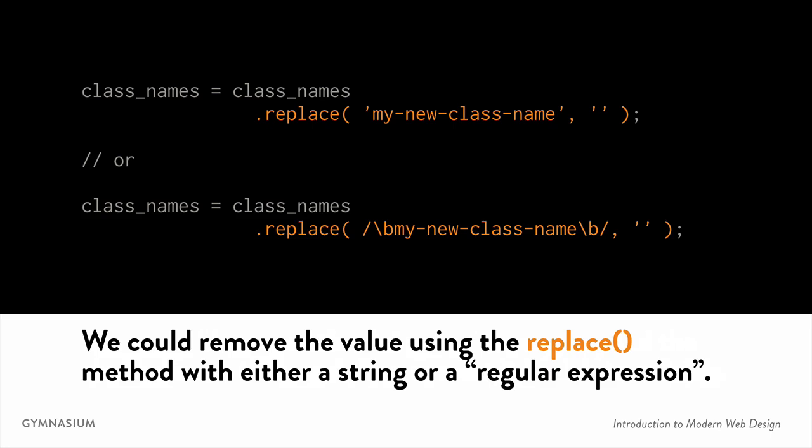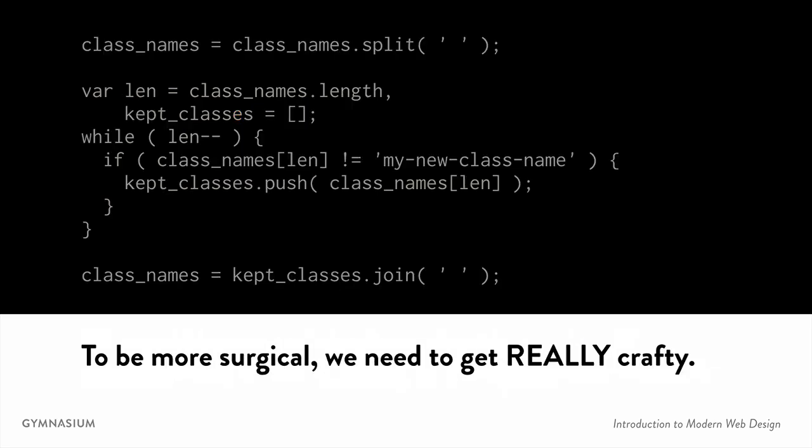I could use string replacement to replace my new class name with an empty string, or I could use a regular expression in the second example here to replace my new class name with some sort of word boundary, which is either a space or a carriage return or the start or end of the overall string, with an empty string. The first is fairly straightforward. The second is a little bit more complicated, but if we want to get surgical about how we remove class names, we have to get a little craftier.